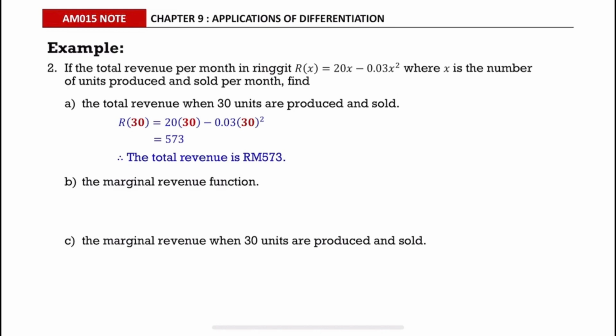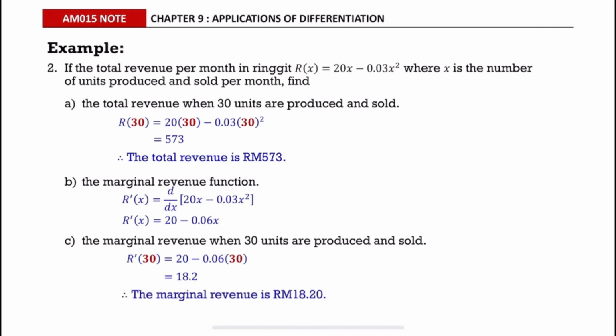The marginal revenue function is the differentiation of the revenue function. The marginal revenue when 30 units are produced and sold is obtained by substituting 30 into the marginal revenue function, and this equals 18.2. So the marginal revenue is 18 ringgit and 20 cents.